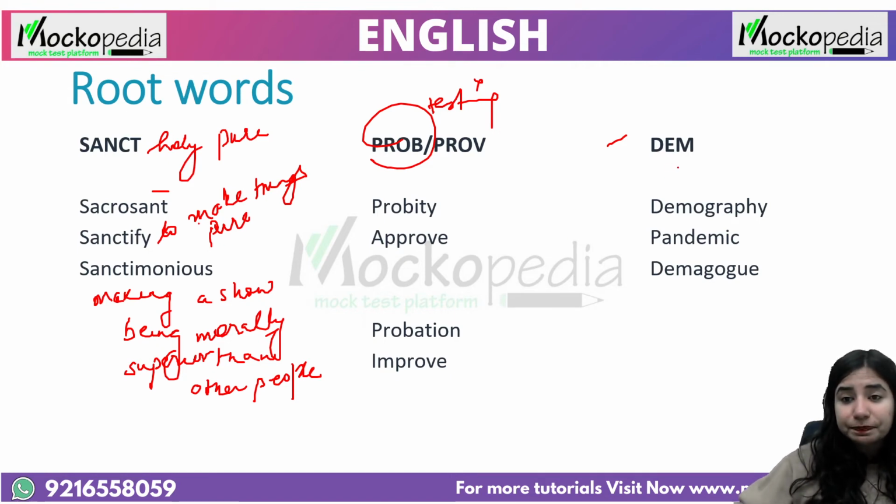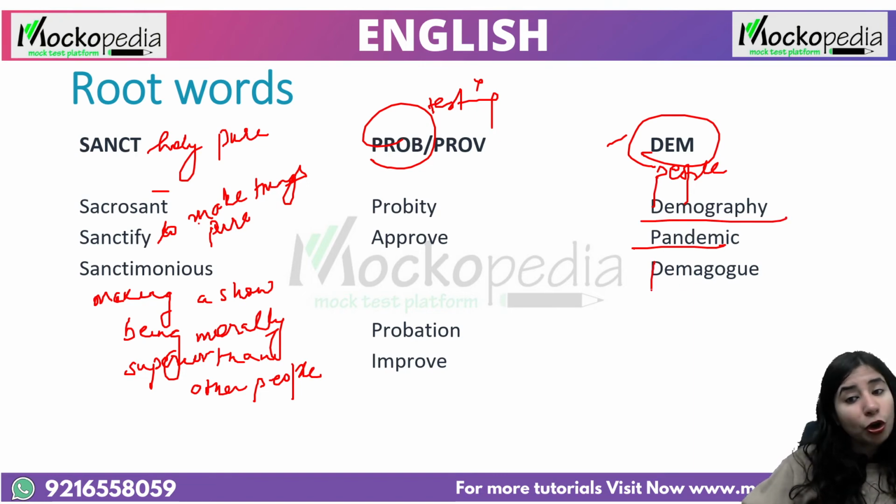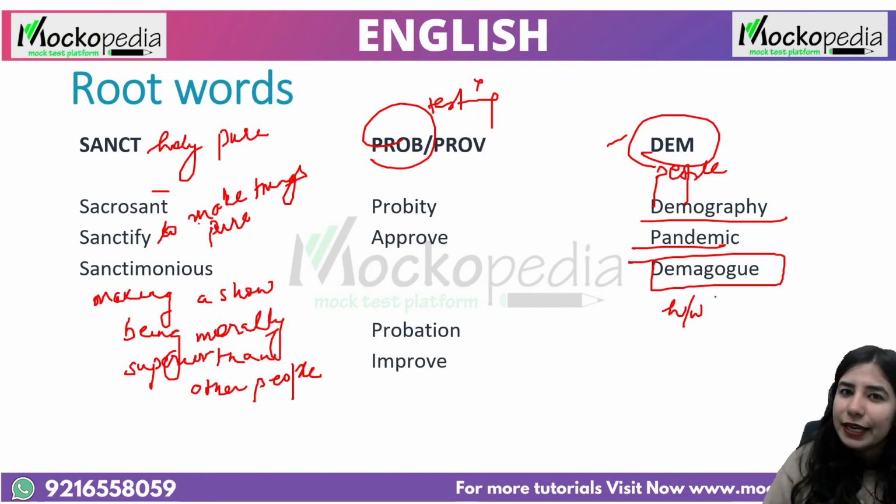Dem, which we just did, stands for people. See, it's like magic. We did pandemic before, right? Demography we did. Demagogue, you are going to do. Okay, so find the meaning of this word. This is your homework. It's going to be easy, and learn more words with the root dem, right?